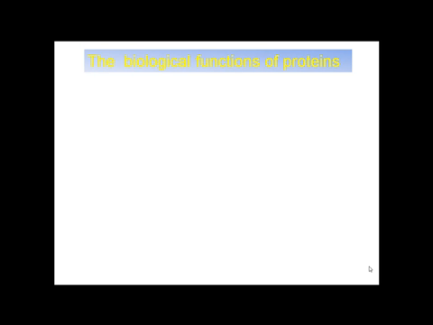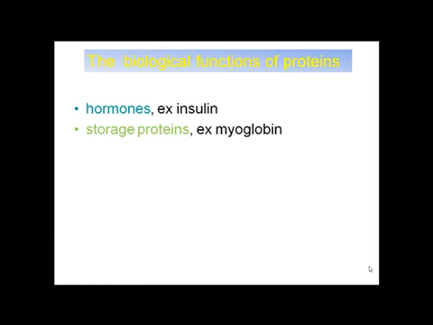Proteins can be classified in 7 categories. Hormone proteins, example insulin secreted by the pancreas, facilitating the use of glucose for energy generation. Storage proteins, example myoglobin that stores oxygen in muscles. Transport proteins, example hemoglobin, the oxygen carrier in the blood serum.